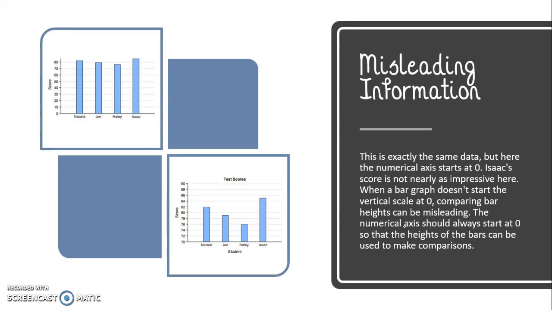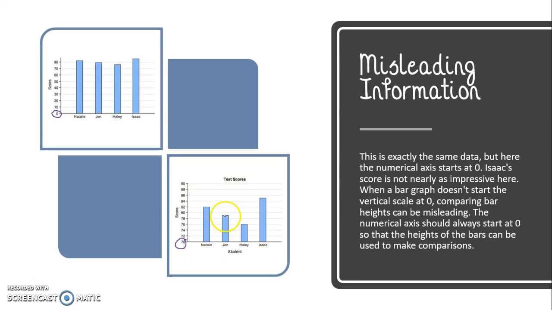Now take a look a little bit at this misleading information. We didn't look at it on the previous page, but you can see these two graphs actually show the same exact information. They show Natalie, John, Haley, and Isaac, and the scores that they got on the same test. But notice that the axis is different. The axis on this top left one starts at 0, whereas the axis on the bottom right one starts at 70, which creates a misleading graph.